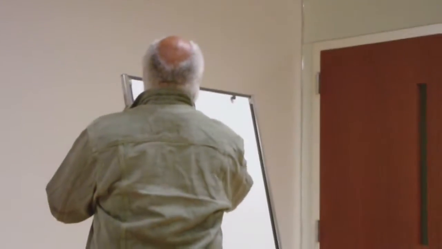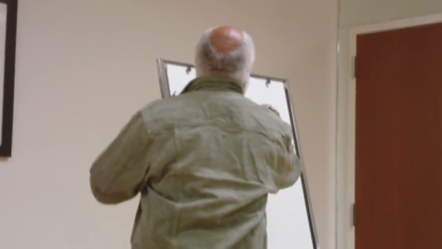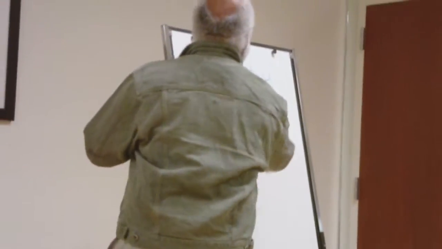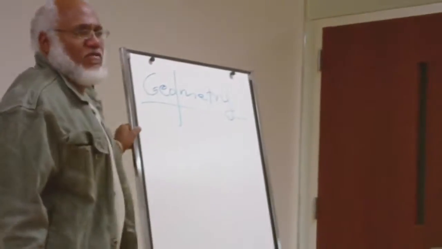Now, today I'm going to share with you a little thing about this aspect of math. It's called geometry. What does geo mean? Earth. Geography, earth. So it's earth measurements. That's all it is. Okay?